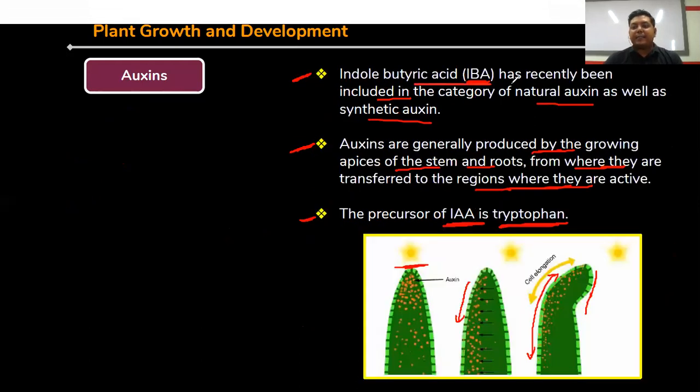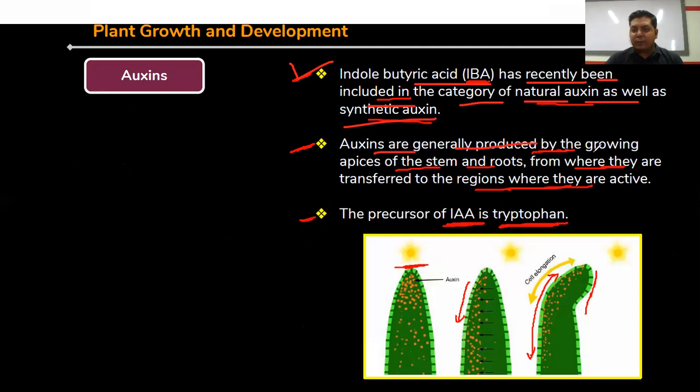Indole butyric acid, or IBA, has recently been included in the category of natural auxin as well as synthetic auxin. So out of the synthetic and natural auxin hormones, indole butyric acid, or IBA, comes under both the natural as well as the synthetic auxins.